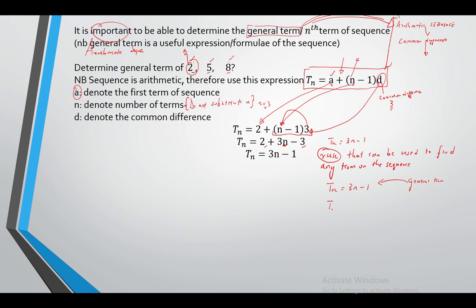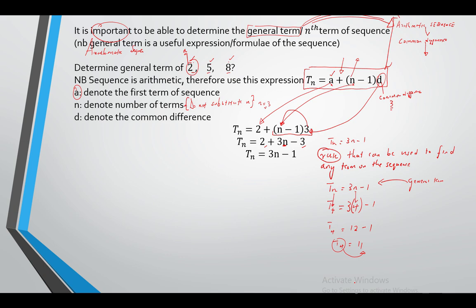So I'm going to say T of 4, meaning that where there is n, I put 4, because I'm looking for term number 4. So 3 into 4 minus 1. T of 4 equals 12 minus 1. T of 4 is equal to 11. This means that term number 4 is 11.